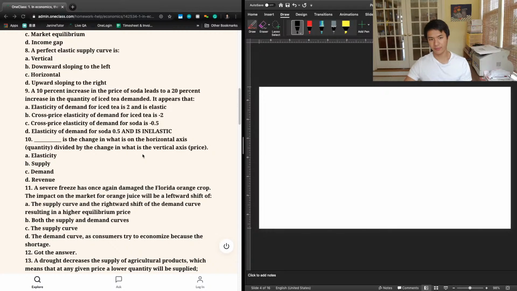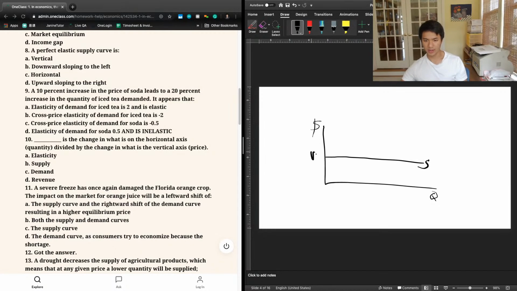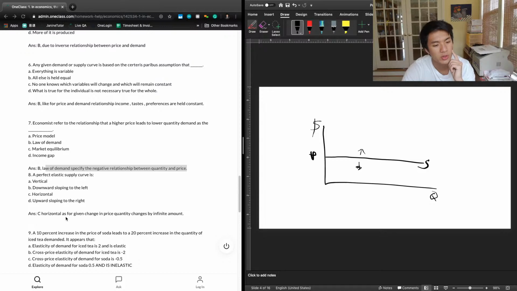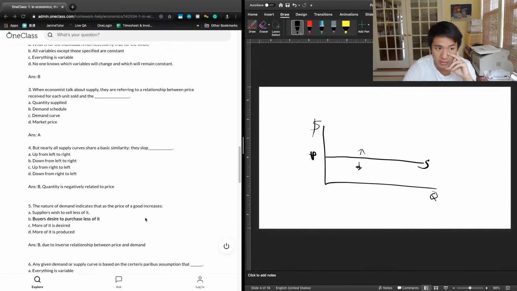What that looks like on a graph is something like this. We have price, we have quantity, and our supply curve is going to be a horizontal line. This is the only price that you're allowed to charge. You cannot increase price, you cannot decrease price. Any increase or decrease in price would mean you would have to exit the market. And so that's going to be a horizontal supply curve, and that is best matched by answer choice C. A perfectly elastic supply curve is horizontal. Let's take a look at the previous tutor's answer. The previous tutor said C, horizontal, as for a given change in price, quantity changes by an infinite amount. Great.